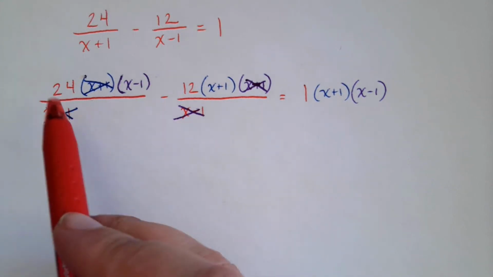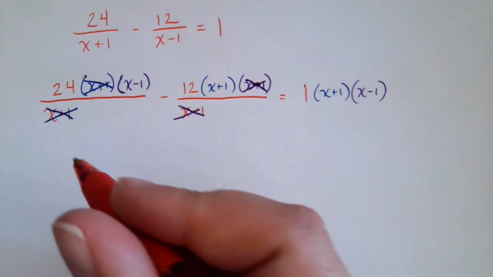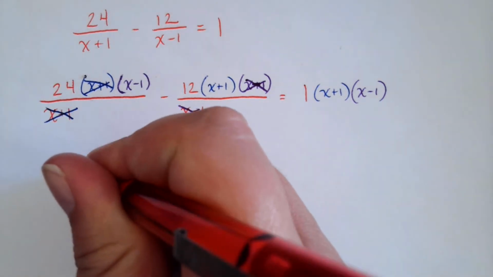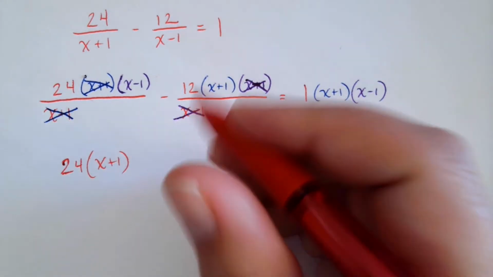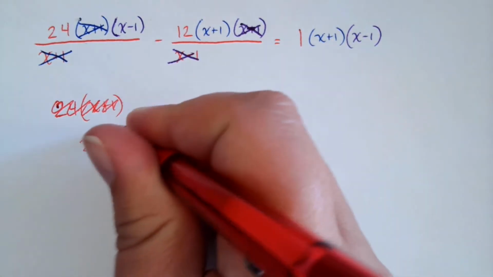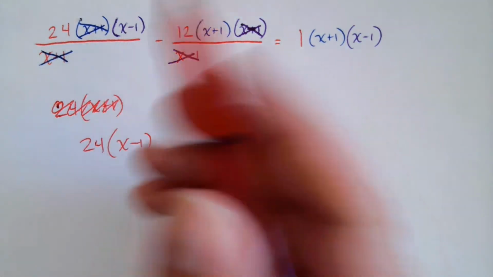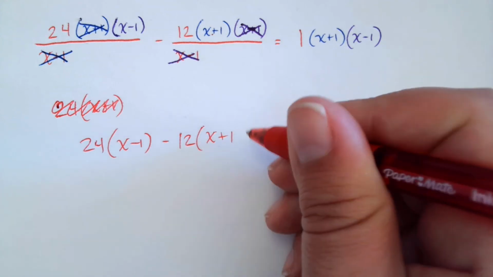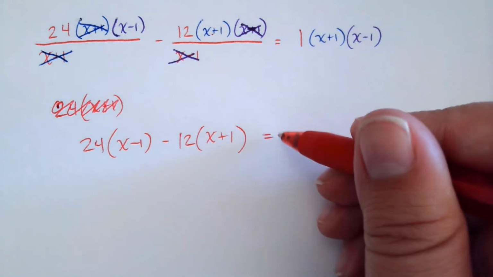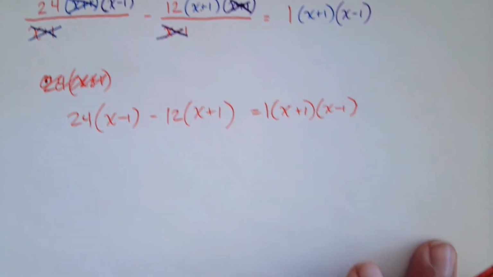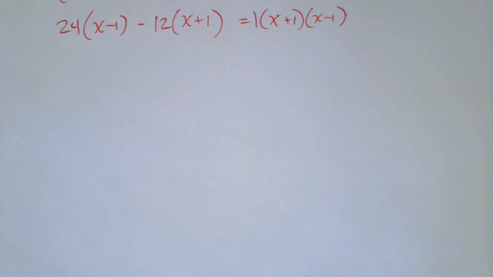So I'm going to rewrite everything that's left. Oh my gosh, I lied. In the first term, I have 24 times x minus 1 left, right? Minus 12 times x plus 1 equals 1 times x plus 1 times x minus 1. And I've got to FOIL, I've got to simplify, I've got to do it all. But I now have a very manageable equation, which is what I wanted.